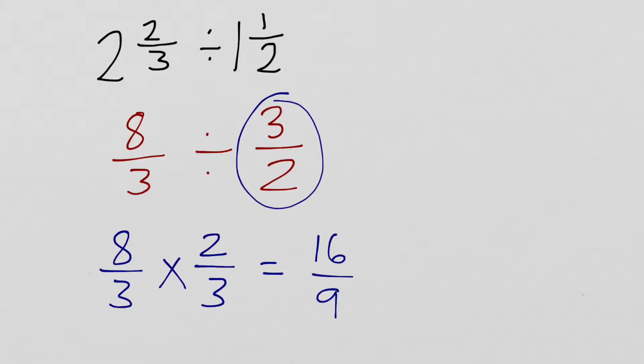So with the answer, you always want to leave that as a mixed number. So we need to think about how many 9s go into 16, that is once. The remainder goes on the top, so 7, and we divide it by the denominator of 9. So our answer is 1 7/9.